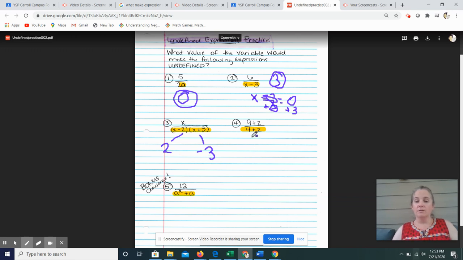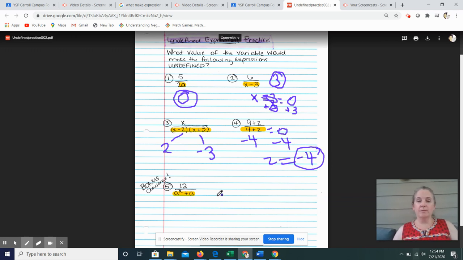On this one, 4 plus what would equal 0? I'm just going to put equals 0 out here. You would need to get rid of that 4 from both sides, right? By subtracting 4. So if z were -4, that one would be undefined. So that's the answer on that one.